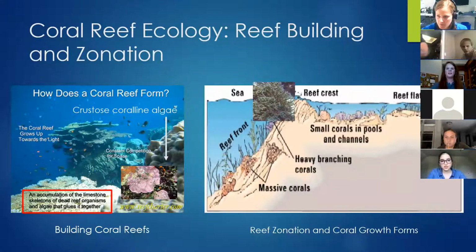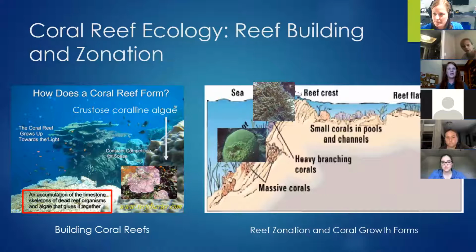So up on the reef crest, this is where our branching corals do really well. Branching corals are quite fast growing for corals, and by fast, I mean about 8 inches or 20 centimeters a year, which is the max growth rate of corals. So they're super slow growing animals, but these guys happen to do it a little bit better. So they can take advantage of those optimal light conditions near the top of the reef.